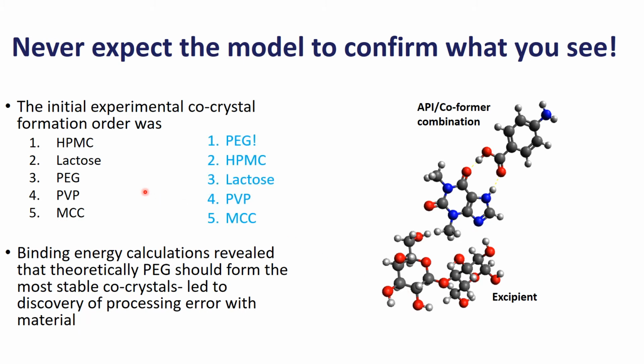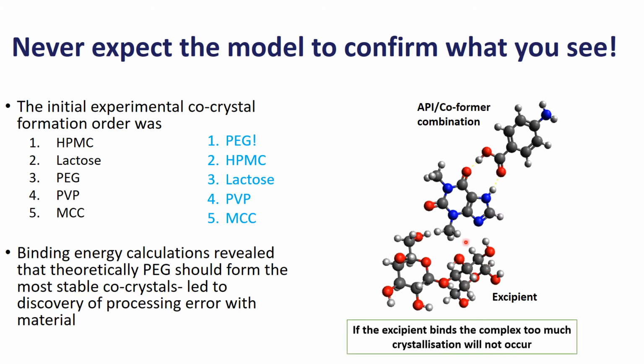And when we ran these binding energy calculations, we saw that PEG theoretically should be giving the most stable co-crystals, and then HPMC, lactose, PVP, and microcrystalline cellulose. And when we reported this, the experiments were run again to reveal that there was just a processing error with the PEG, and that it did indeed form the most stable co-crystals. So what were those calculations actually telling us?